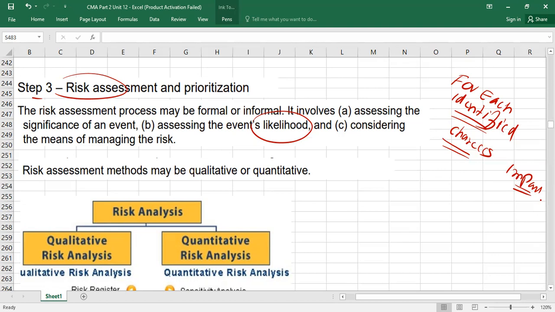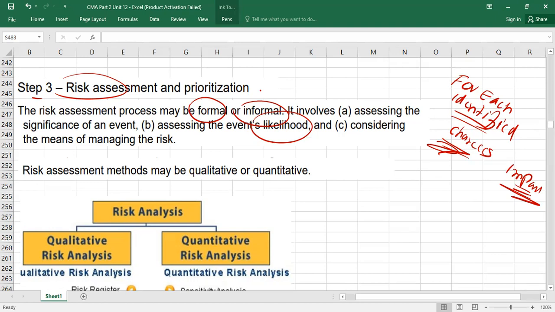Please remember this first thing under risk assessment. For each identified risk, we need to check two things: how many chances there are, what the likelihood or probability is, and then what the impact is, how severe it is. And sometimes risk assessment could be formal, or it could be informal also. Formal means that you have a proper system to assess the risk. Informal means that you don't have a proper system, but you are just using your judgment, like that. So risk assessment could be formal or informal.